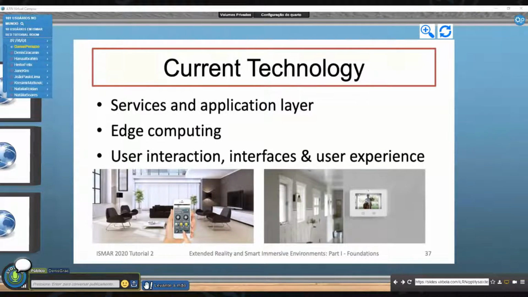And then from there, you can then work on user interactions, interfaces, and the overall user experience. Initially, of course, dealing with interfaces such as mobile app or some control panels in various places around the house or apartment. But in general case, we would like to have by using user body.